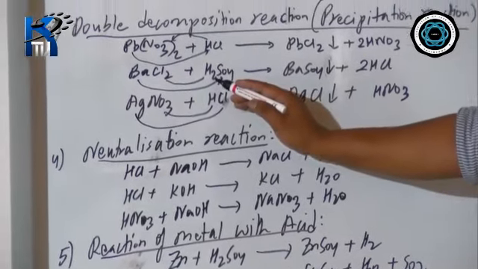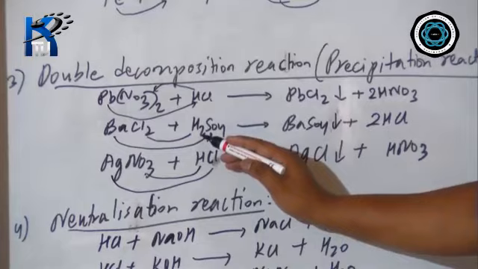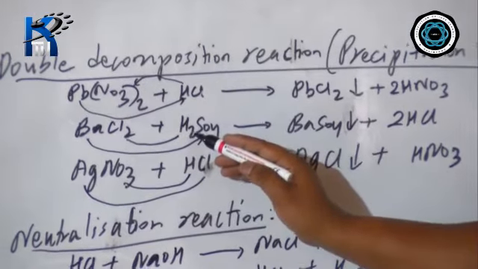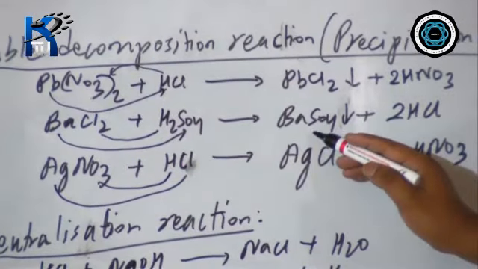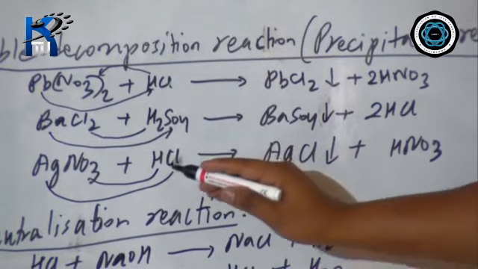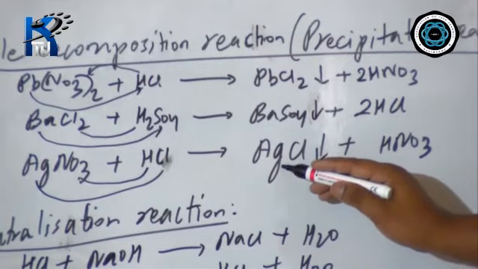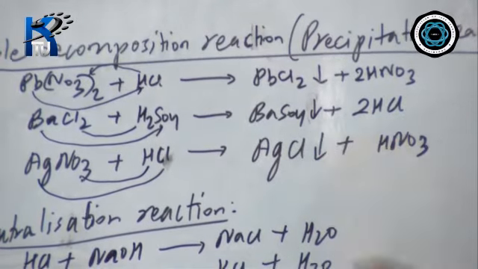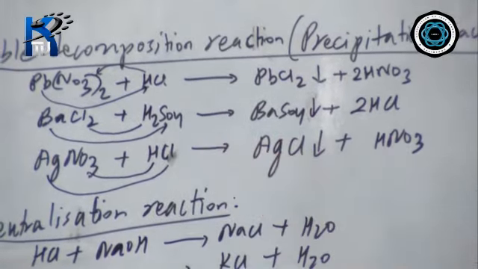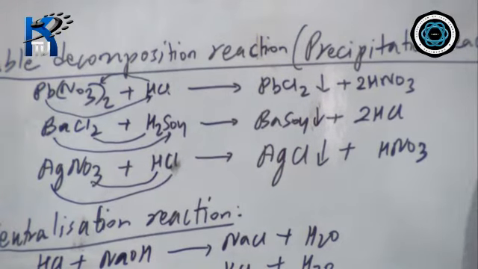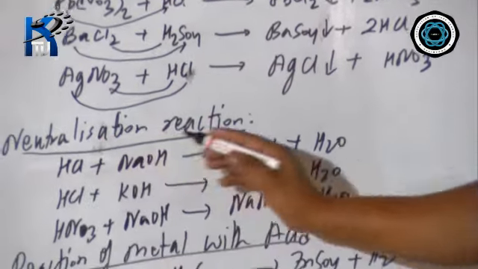Actually, this second reaction is the test for sulfuric acid. If anyone says this is sulfuric acid, prove it. React with barium chloride, you get a white PPT of barium sulfate. Similarly, if someone says this is hydrochloric acid, react with silver nitrate, you get a curdy white precipitate of AgCl. So these two reactions can be referred to as tests for sulfuric acid and hydrochloric acid, which you learn in some other chapter. Now we go to the neutralization reaction.